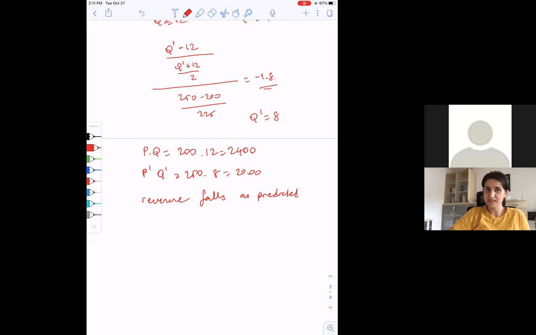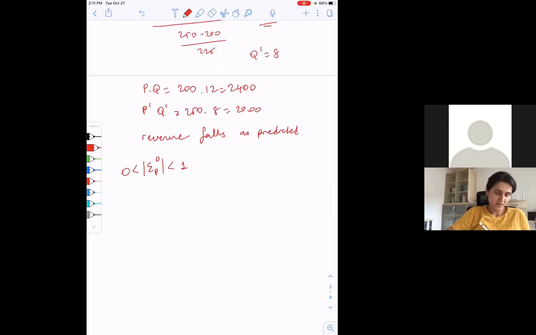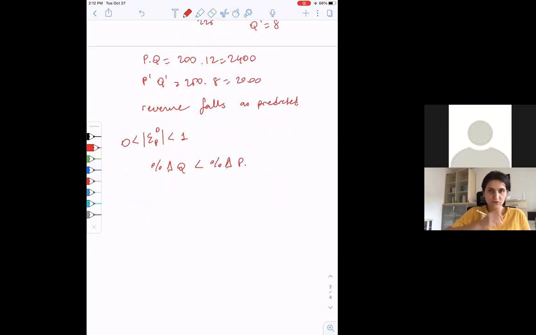Let's do a similar example for the inelastic case. Demand is inelastic if price elasticity of demand is between 0 and 1, which means that percentage change in Q should be lower than percentage change in P. So if you increase the price, Q will drop less, which will increase the revenue.